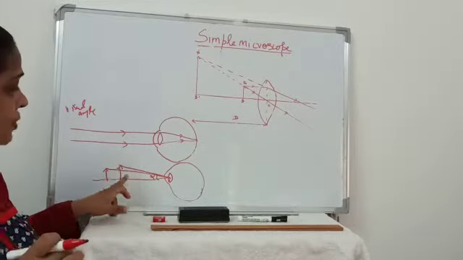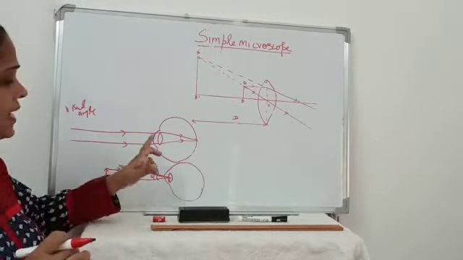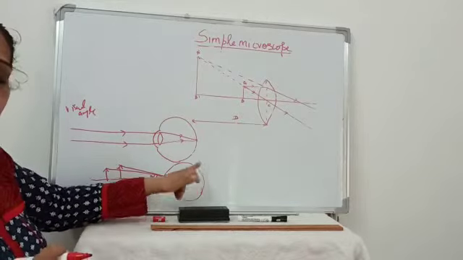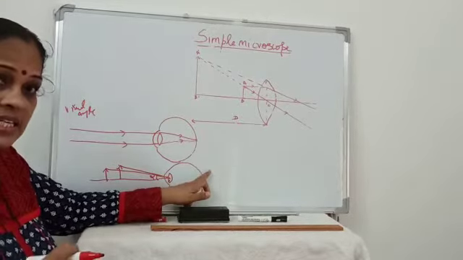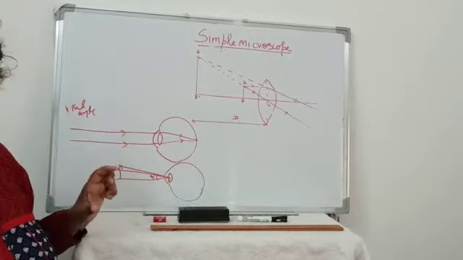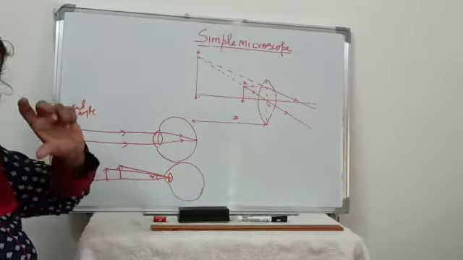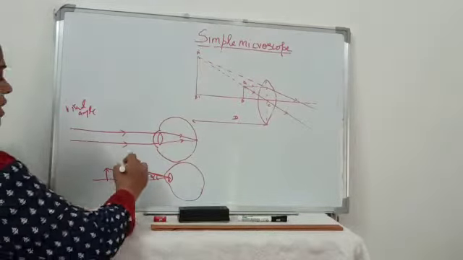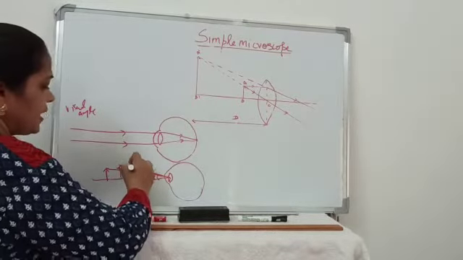So there is a position of the object at which the image is formed exactly on the retina when the eye lens is in the maximum elongated position, or it is under maximum strain. For example, let us consider the object to be here.